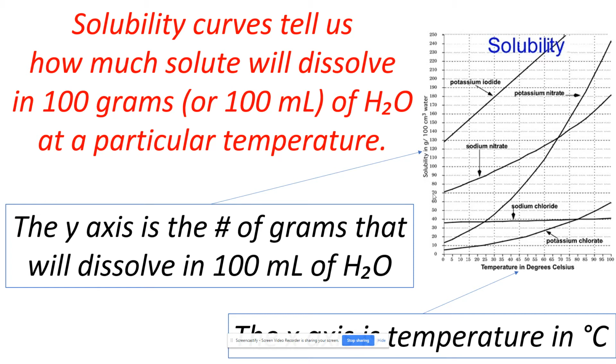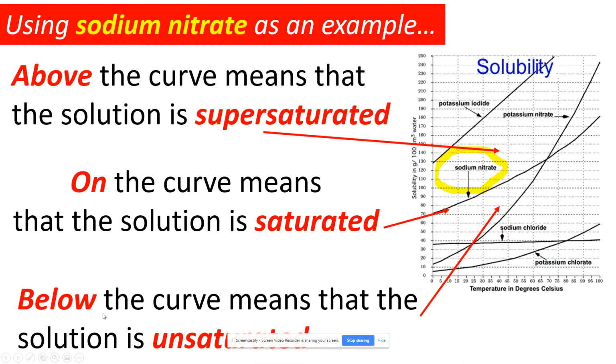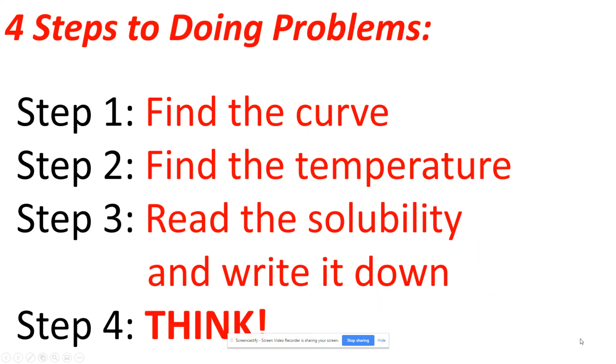You need to pay attention to what that unit scale is as you do problems like this. So typically it's 100 grams of water, which is also equal to 100 milliliters of water. And then on the x-axis, it will show you the temperature in Celsius that that substance is soluble. Now understand that if you're looking at a point above the curve, on the curve, or below the curve, you would be looking at whether they were saturated, which is on the curve, unsaturated below, and supersaturated above.